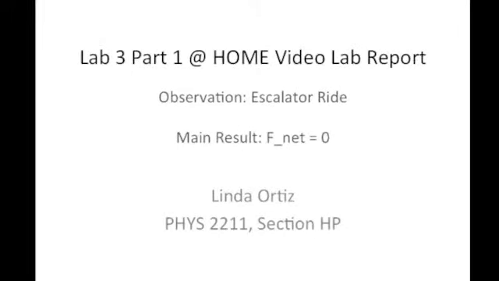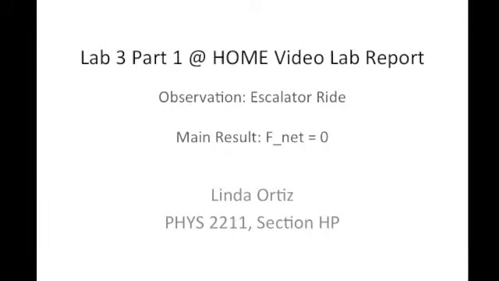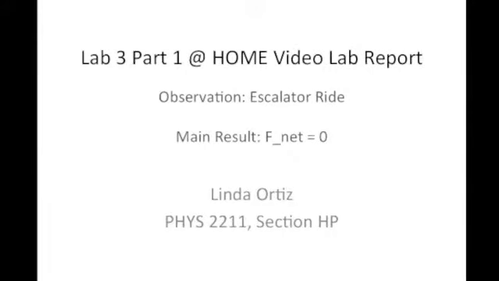This is my video lab report for Lab 3 Part 1. We were told to observe an object moving at a constant velocity with no change in direction. I am particularly observing a ride on an escalator by a person.